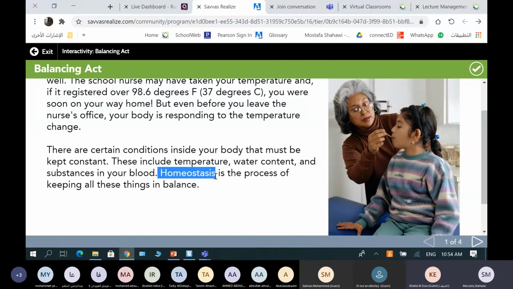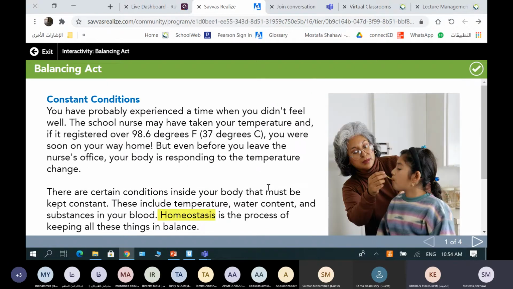Homeostasis is the process of keeping all these things in balance. In the previous video, we talked about how your body systems work together to perform any function.